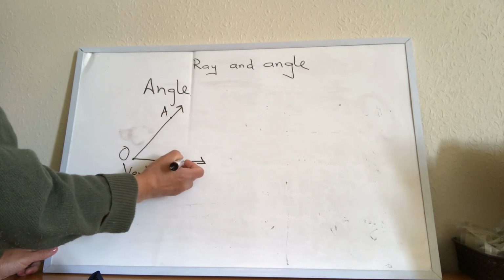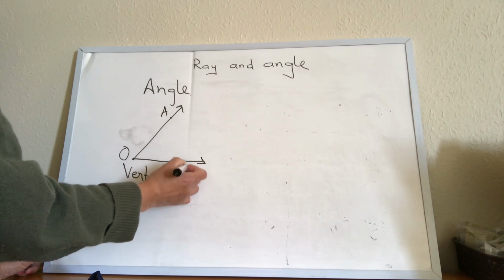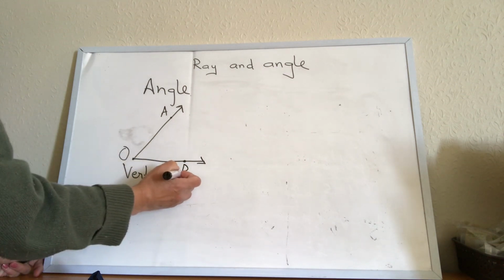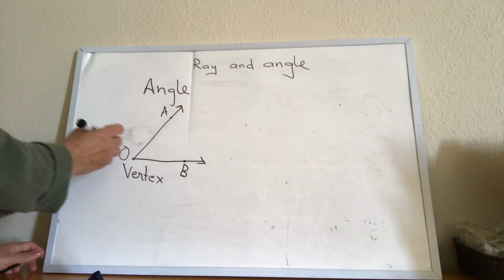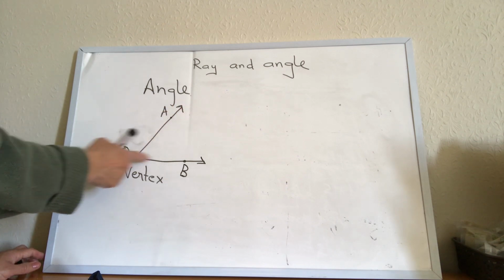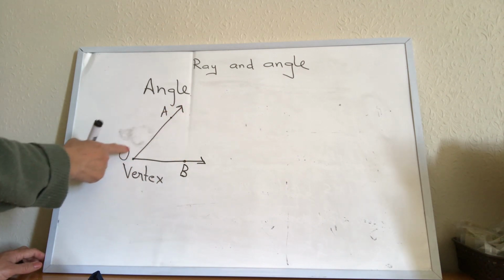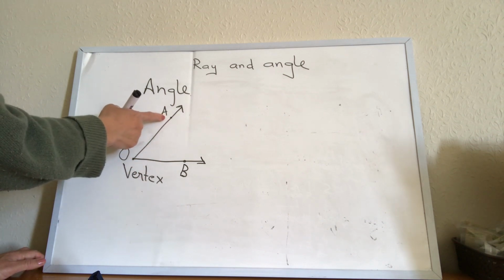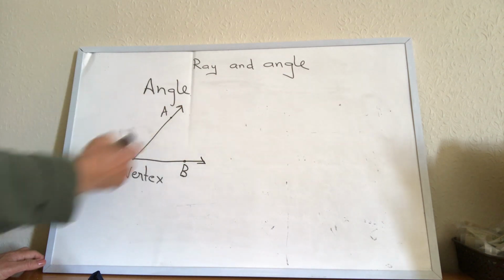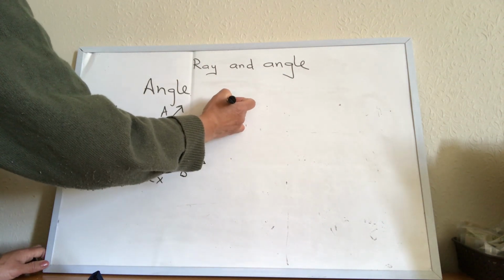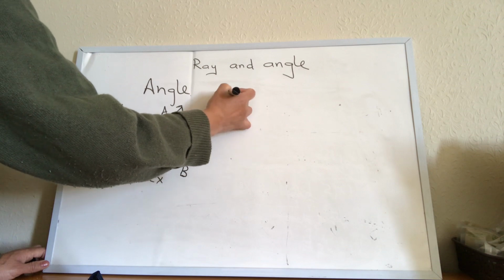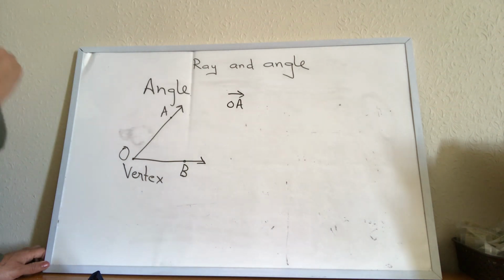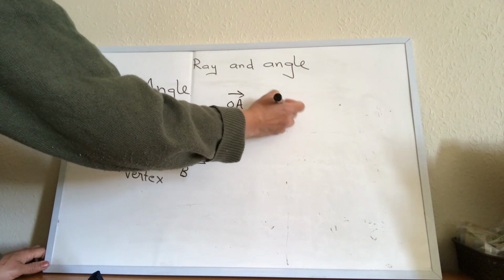We use capital letters to label the points. So I have marked these points and used capital letters to name them. Now where these rays are intersecting, this is my vertex. So O is my vertex, and this can be extended indefinitely. Now when you are naming this OA, you put an arrow. This shows we are talking about a ray.